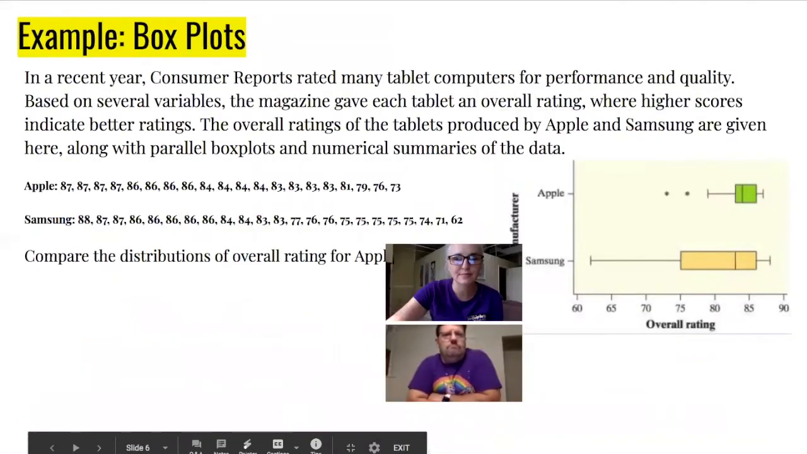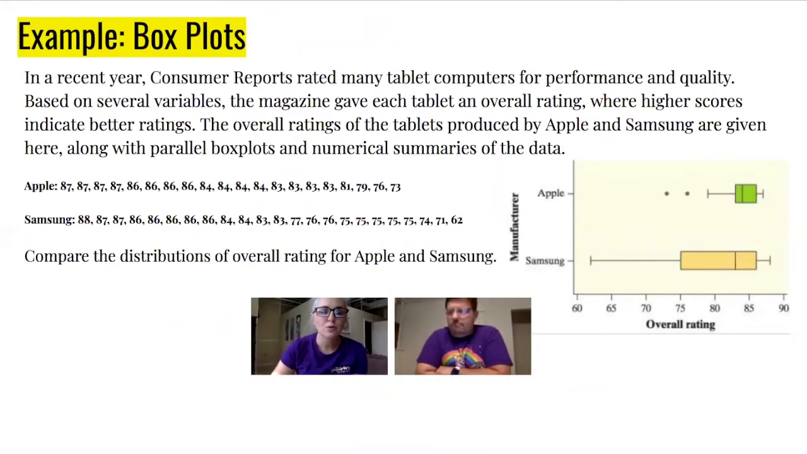Okay, box plots. So in a recent, you know what? You read, since I keep failing at it. Consumer Reports rated tablets. Me and my tablet, look at me, it's like math inception.